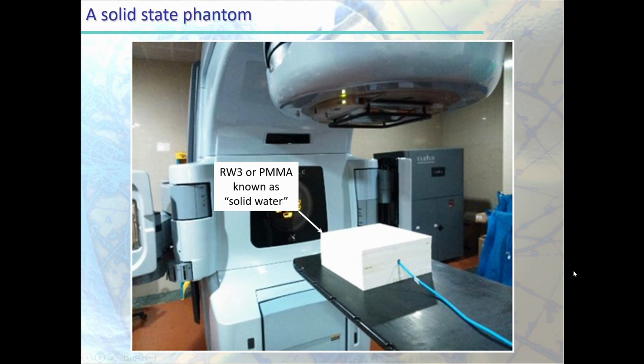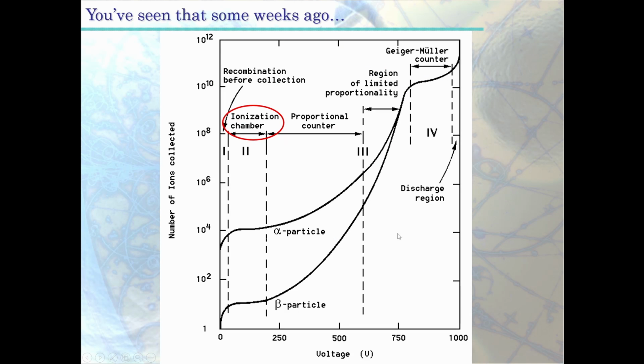Ionization chamber, the device that is inserted here, how does it work? You've seen that normally some weeks ago. It's a gaseous detector, and there are different ways you can use them depending on the difference of potential you apply on the electrodes. Usually people in particle physics are using gaseous detectors in proportional counter mode or maybe Geiger-Müller counter mode. But in an ionization chamber, you will not multiply the particles, you will just collect them.